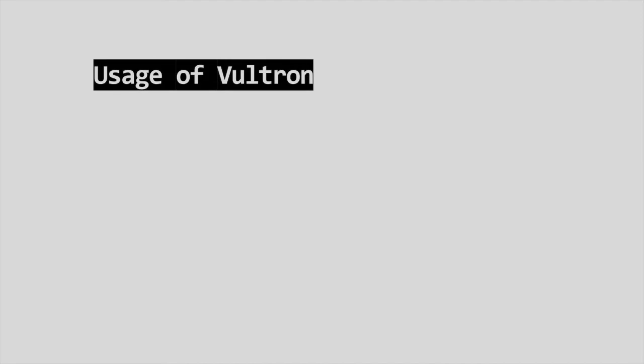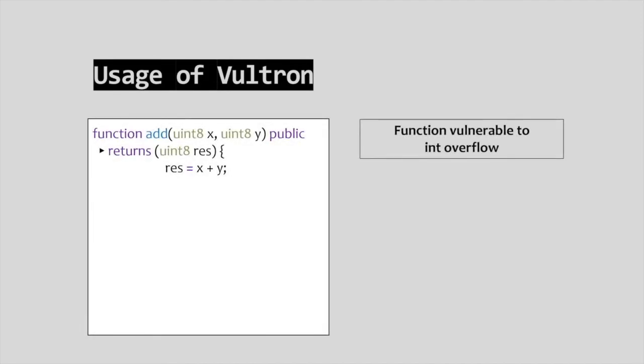To demonstrate the use of Vultron, we look at a simple contract that adds the value of two parameters and returns the result to the function call. This function is subject to an integer overflow for decimal values greater than 255.